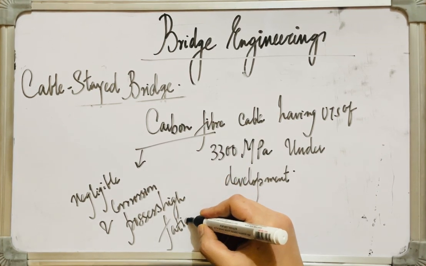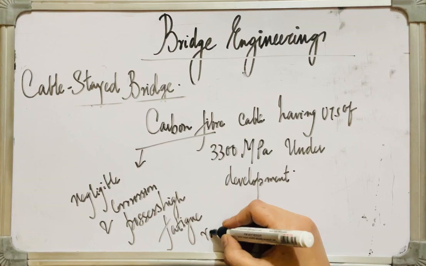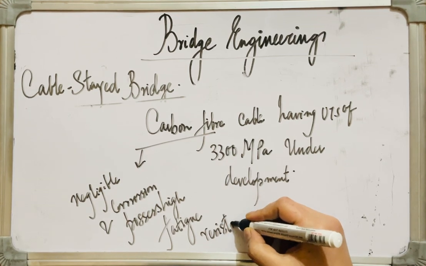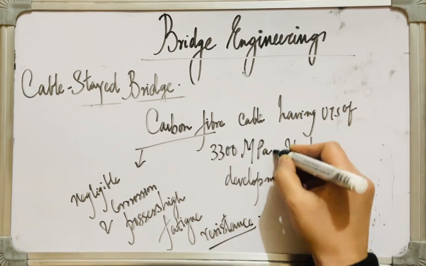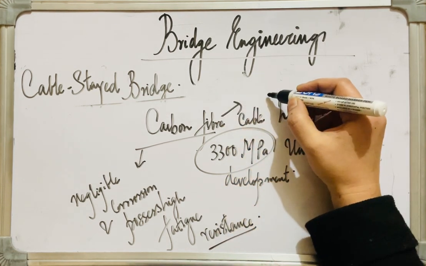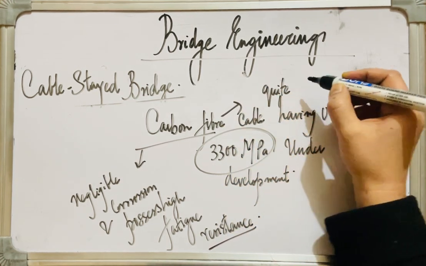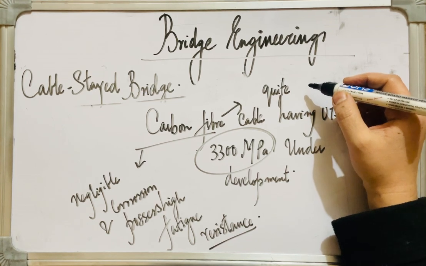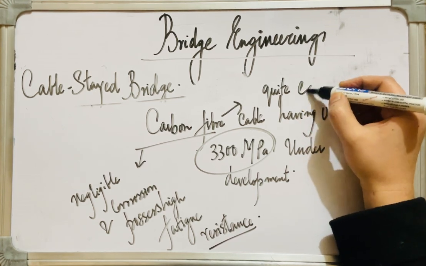Carbon fiber cables. They're also under development, and they have a UTS, or the ultimate tensile strength, of 3300 MPa, 3300 Newton per mm square. But the challenge is that they are quite expensive. Hence, they will badly impact our economics.